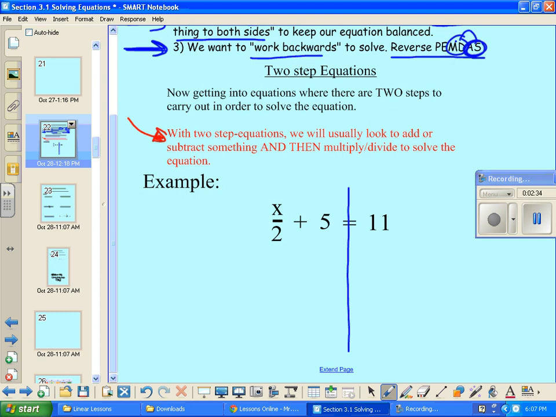When I'm solving an equation, like I have up here in red, the first thing I usually look to do is add or subtract something from the variable side. Here's my variable x. In this problem, they're dividing by 2, and then they're also adding 5. So I'm going to look to deal with this part first, the adding 5, the add or subtract part of the equation. That's probably going to get me more easily to my answer.